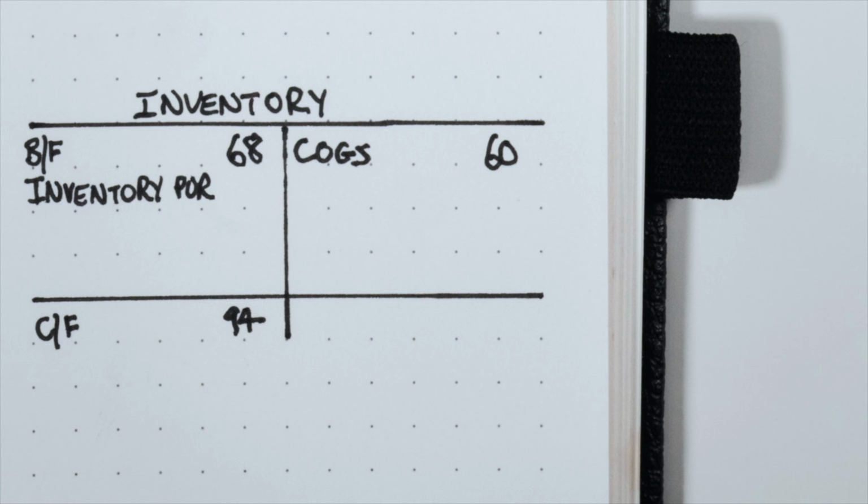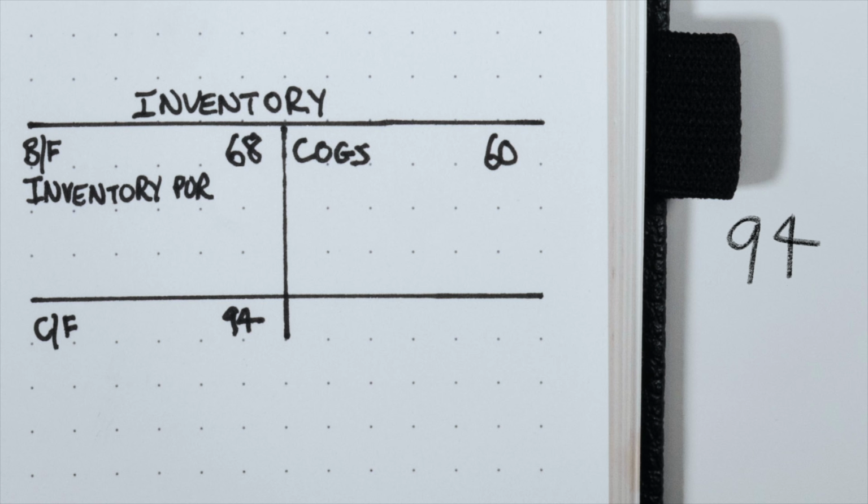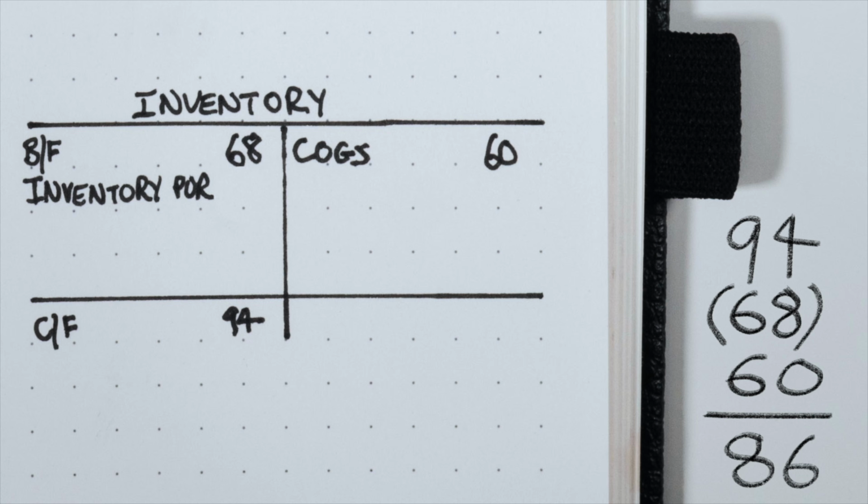That's because when we sell inventory, we debit the income statement to recognize the expense and we credit inventory in the balance sheet to reduce our assets. That leaves us with inventory purchases, which we can work out using the other numbers. A closing balance of 94 less the opening balance of 68 and adding back cost of goods sold of 60 gives us inventory purchases of 86. So we debit the T account by 86.